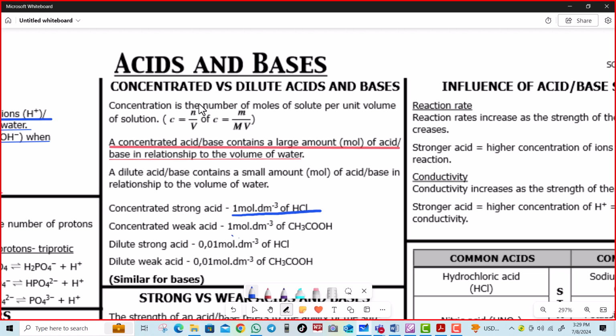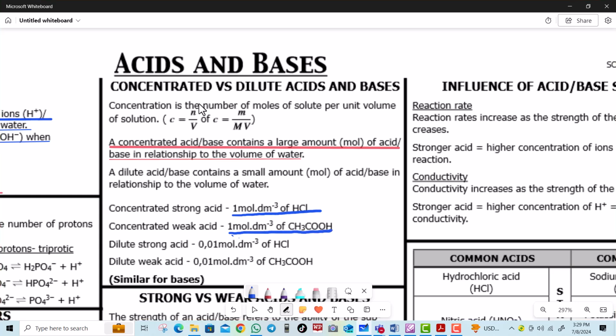Now I want you to note that the mineral acids are strong acids. I repeat, the mineral acids, they are what? They are strong acids. For example, sulfuric acid, HCl, nitric acid, those are called the mineral acids, and they are strong acids. Then the organic acids like the carboxylic acids are weak acids. For example, ethanoic acid, propanoic, pentanoic, butanoic, all those are weak acids, including vinegar.